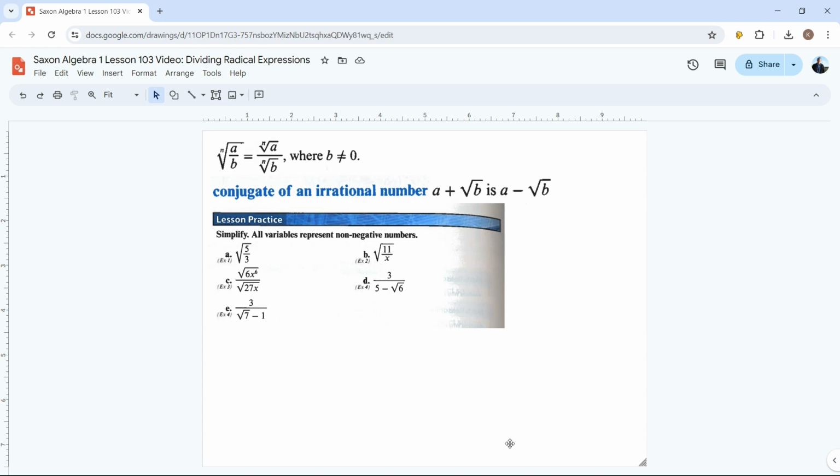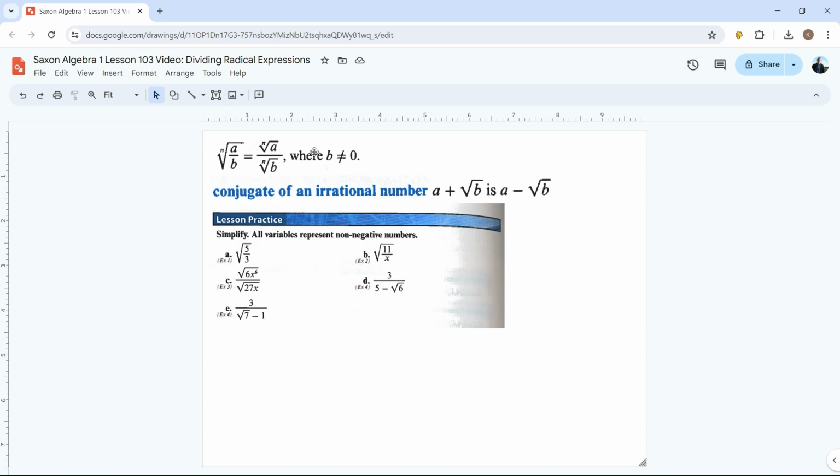Hey, algebra students, in this lesson, we are going to be talking about how to divide radical expressions. We're going to find that for some radical expressions, this is really easy. For some, it's going to be a little harder. We're going to learn about two different things in this lesson that we're going to be using throughout the lesson, and then one rule that we're going to follow.